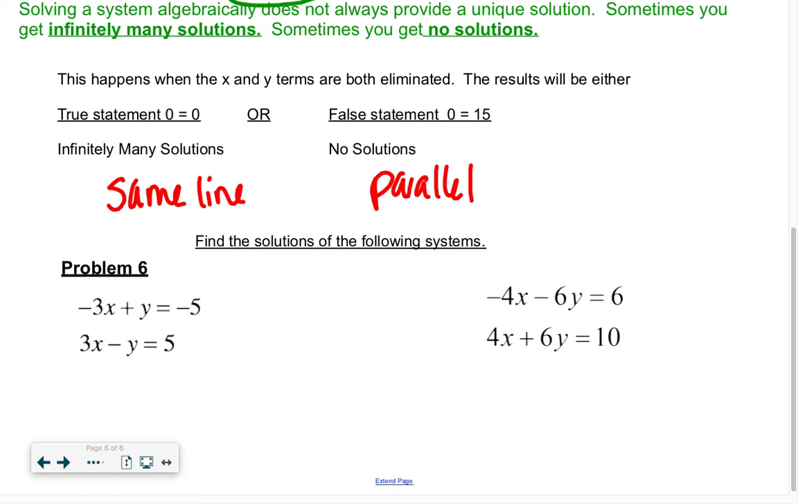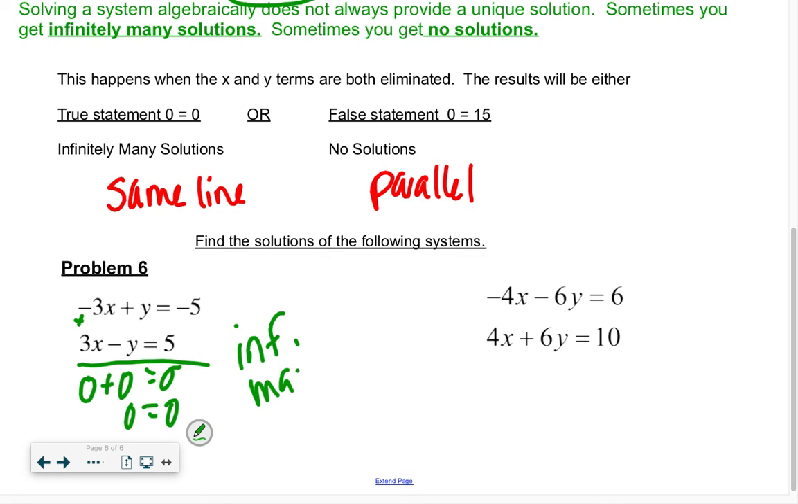Two more problems. Okay, problem 6. Should I add or subtract? Add. -3x plus 3x, 0. Plus y, plus a -y, equals 0. -5 plus 5, 0. 0 equals 0. How many solutions do I have? Infinitely many solutions. Can you write IMS?